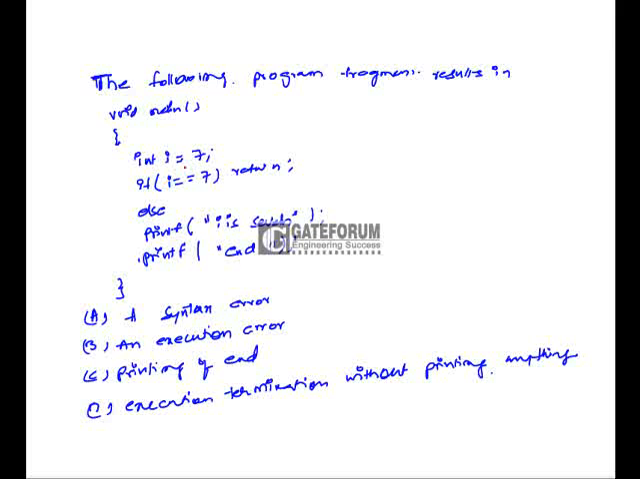So here, as I is initialized to 7, the if condition will be satisfied, and if it is satisfied, just the return statement is executed. That means the return statement just terminates the execution of the function. So here, execution will be terminated without printing anything. It will not go into the else part as I is 7. So option D, that is execution termination without printing anything, is the correct option.